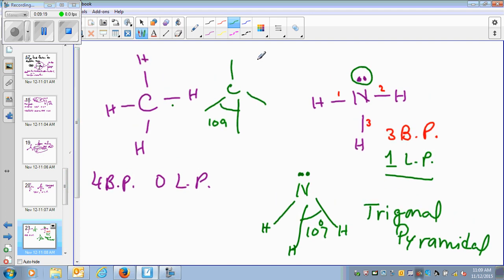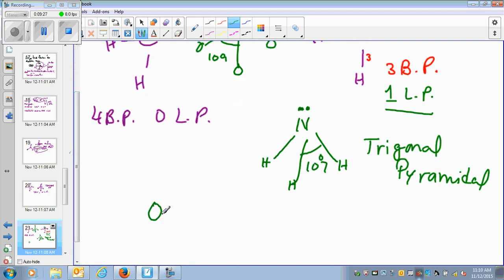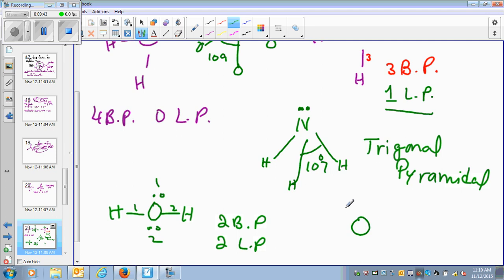Now, if instead of having 4 bond pairs, I had 3 bond pairs and 1 lone pair. Now, if I have water, which has 2 bond pairs, 1 and 2, and 2 lone pairs, they're going to take even more space on the central atom, and they will squeeze the bonds even further down. So the angle goes down to 104. I call it bent.